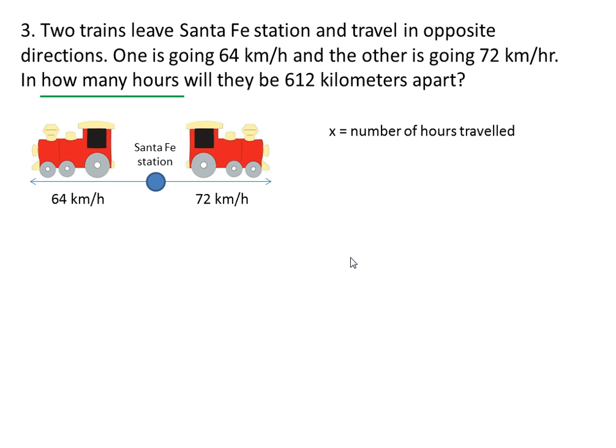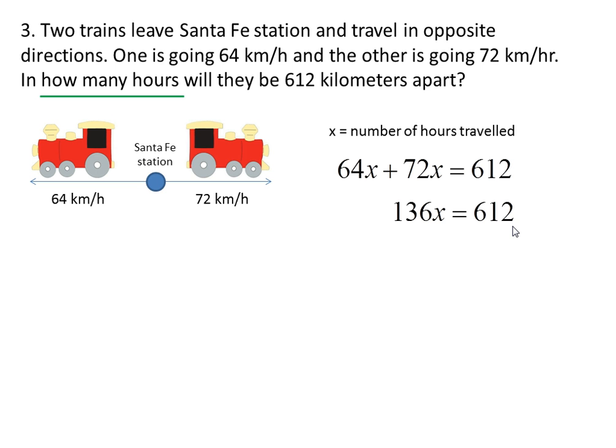For our equation, we're going to total 64x plus 72x equals 612. What will happen with the kilometers per hour is that they'll cancel out and it'll just be hours left over once we finish this problem. So let's combine like terms by adding 64x and 72x. Now we have 136x equals 612.